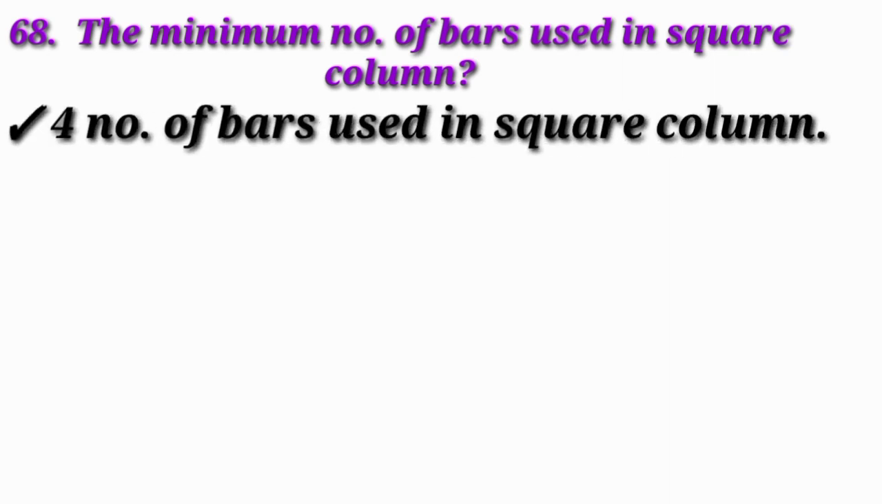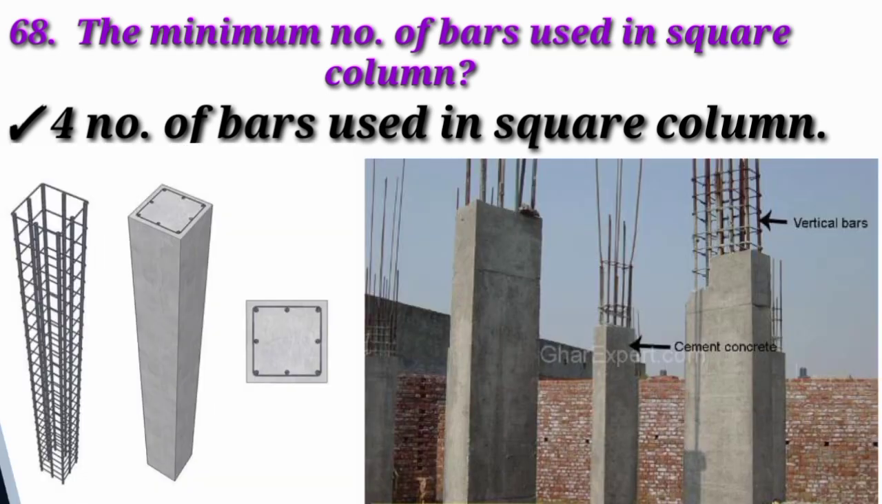The next is 68. The minimum number of bars used in a square column. Suppose any column is square shaped. The minimum number of bars used in a square column is 4. Four bars are used in a square column. This figure is a square column. You see, no less than 4 bars are used in a square column.